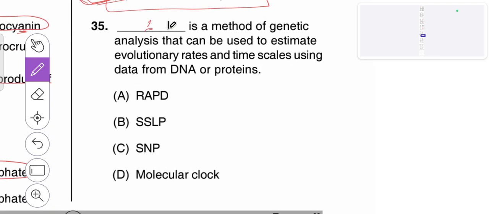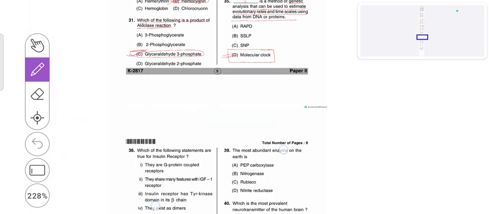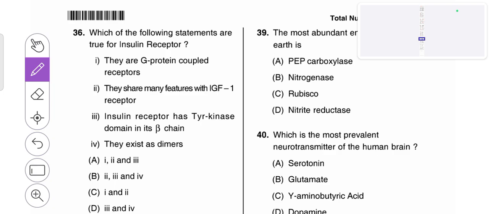Then 35th, dash is a method of genetic analysis that can be used to estimate evolutionary rates and time scale using data from DNA or protein. So data from the DNA or protein, that will be done through this molecular clock. Then 36th question.